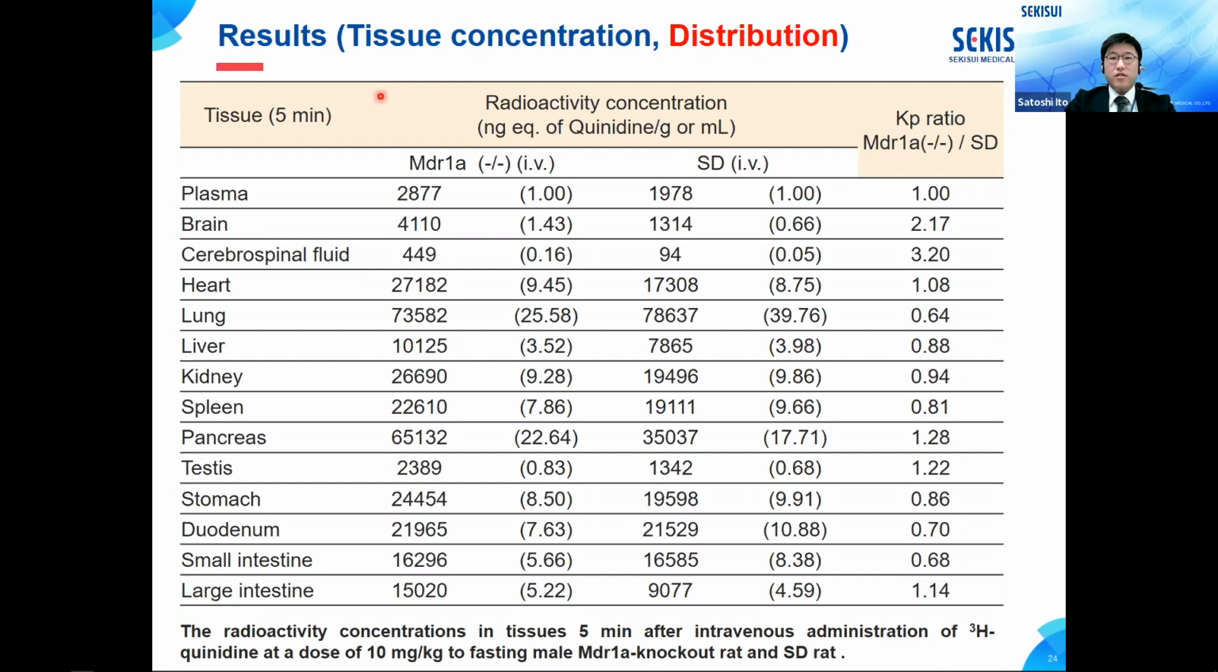This table shows the tissue radioactivity concentrations after administration of quinidine, which we obtained by the tissue excision technique I explained in the previous slide. Since the MDR1A gene of the rat is knocked out, the excretion of quinidine in the brain is inhibited, and the radioactivity concentration in the brain and cerebrospinal fluid is high. This is also observed in the autoradiography, which is in the next slide.